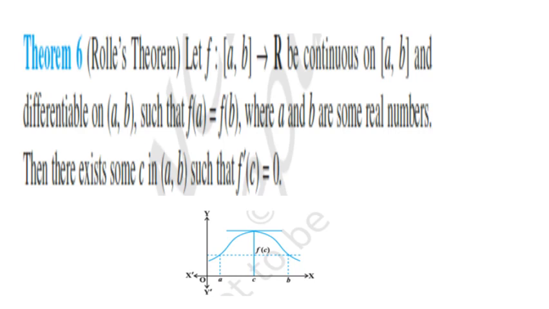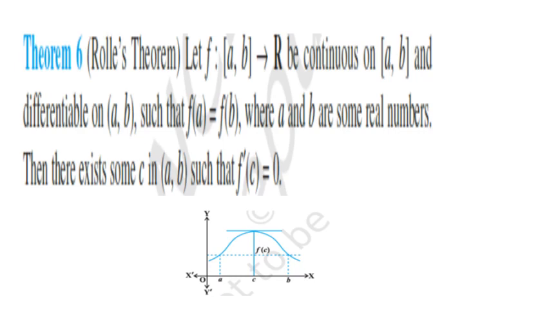Rolle's theorem says: let f from the closed interval [a, b] to R, the set of real numbers, be continuous on the closed interval [a, b] and differentiable on the open interval (a, b), such that f(a) is equal to f(b). a and b are two real numbers. Then there exists a c in the open interval (a, b) such that f'(c) is equal to 0. This is called Rolle's theorem.